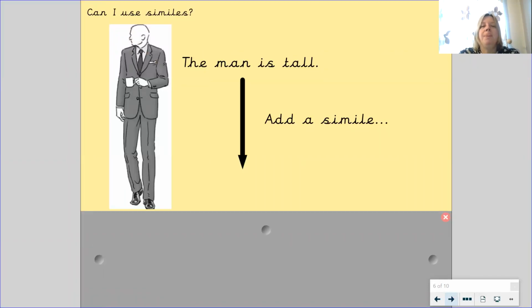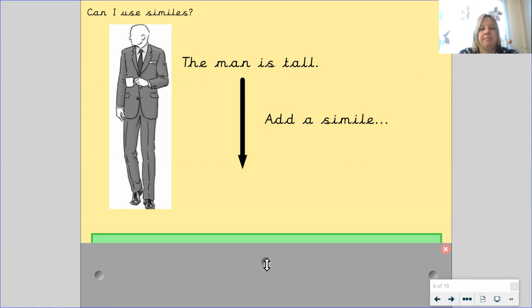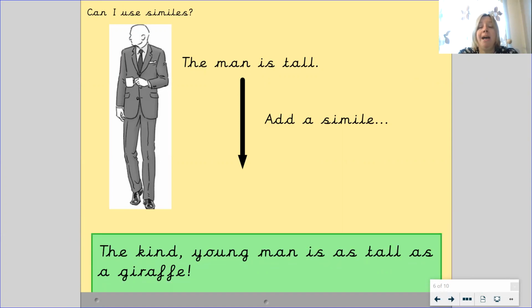Have a look at this picture. The man is tall. Can you write a sentence adding a simile to compare the man to something else? Think about how you could compare the man. He's very tall. What could you compare him to? Pause your video and write your sentence on your whiteboard. Let's have a look at my sentence. The kind young man is as tall as a giraffe. So we've said that he's tall and we've compared him to a giraffe using the word as. You might have compared him to a building, a skyscraper, because they are also very tall.